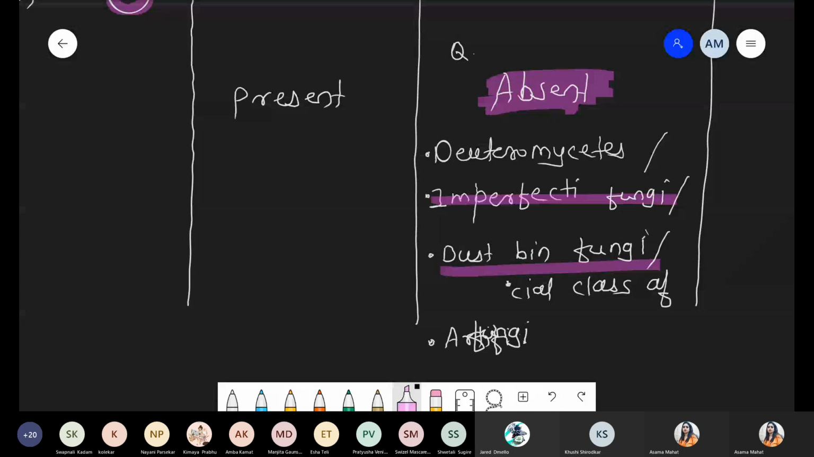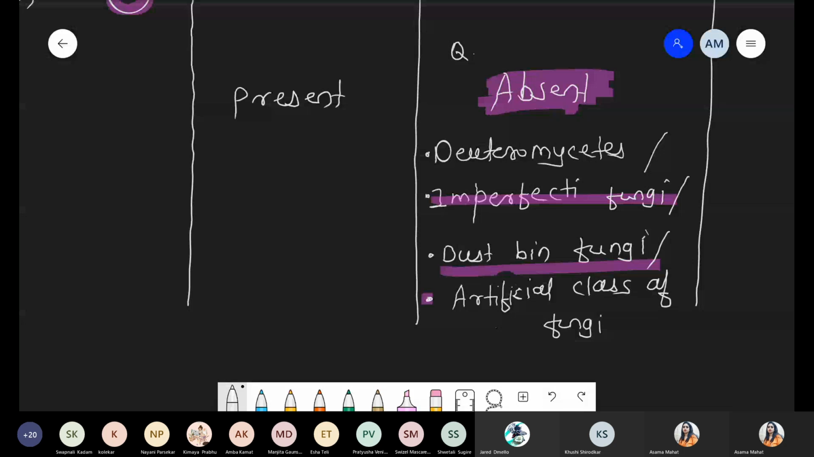What happened? One minute. So, in other names, artificial class of fungi. Okay, so quickly, imperfect fungi is understood because the sexual mode of reproduction is absent.